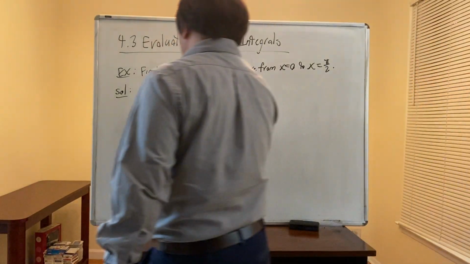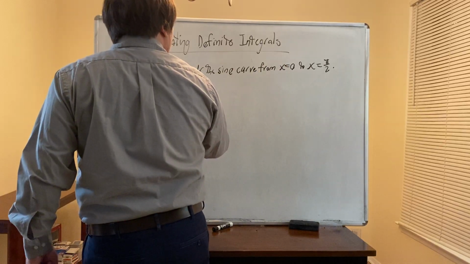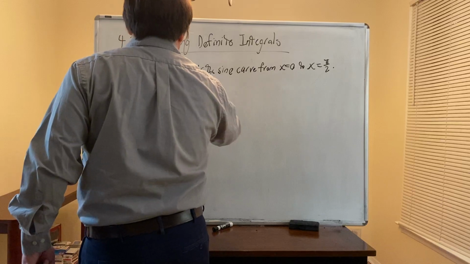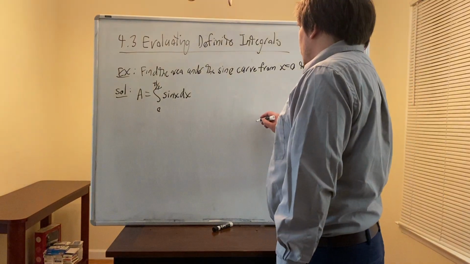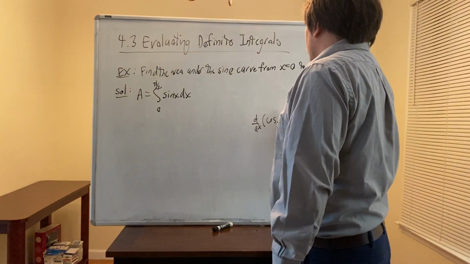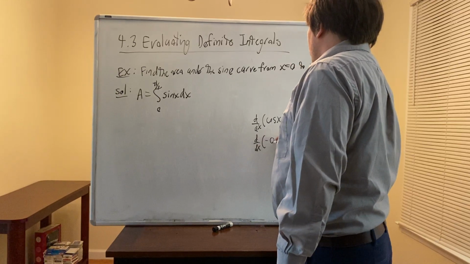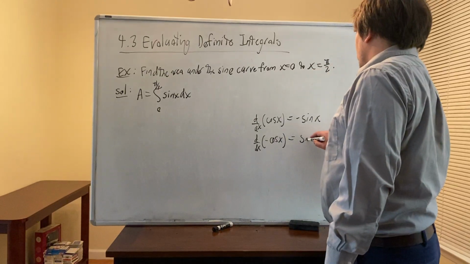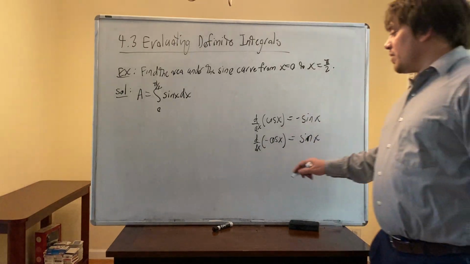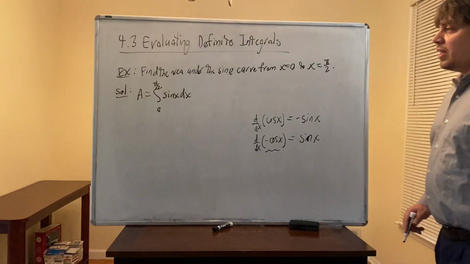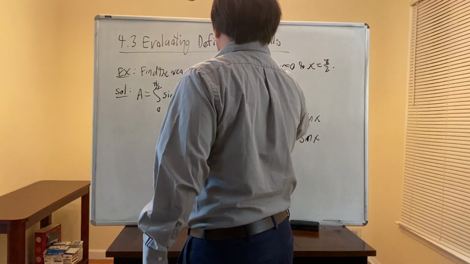x equals pi over 2. That's the definite integral from 0 to pi over 2 of sine x dx. Okay? So remember, the derivative of cosine x is negative sine x. So the derivative of negative cosine x is sine x. And so negative cosine x is an antiderivative of sine x. And so we're going to say this is equal to negative cosine x evaluated from 0 to pi over 2.